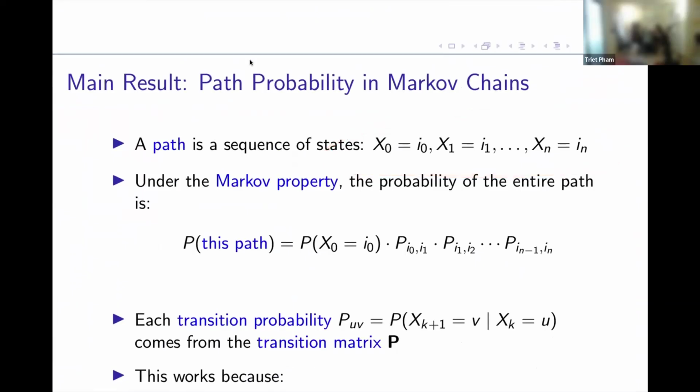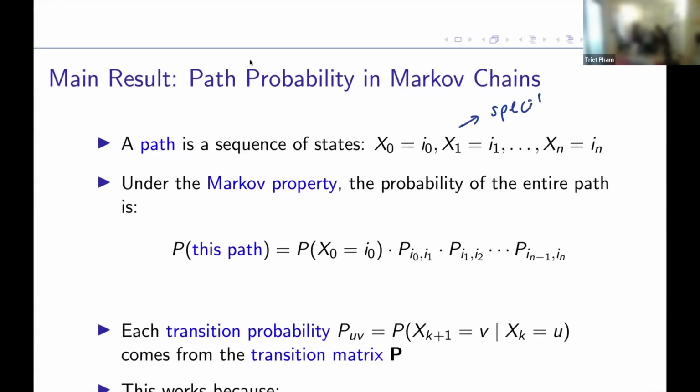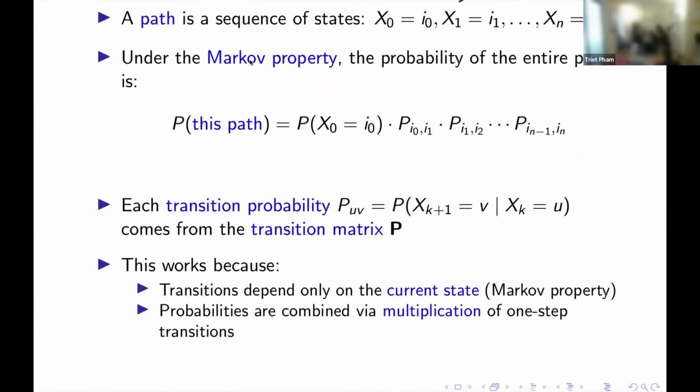Long story short, suppose we have a very specific path, I0, I1 up to IN, which are states. Just one single path. Then the probability of this path is the probability you start there, the initial distribution, times all the transition probabilities leading to the last state. This works by the Markov property and the multiplication principle.